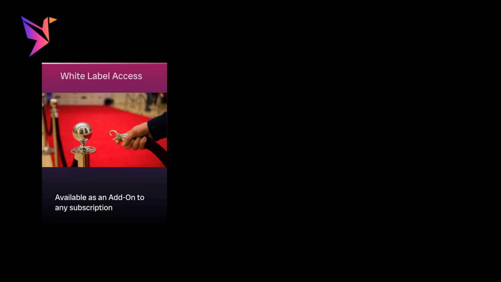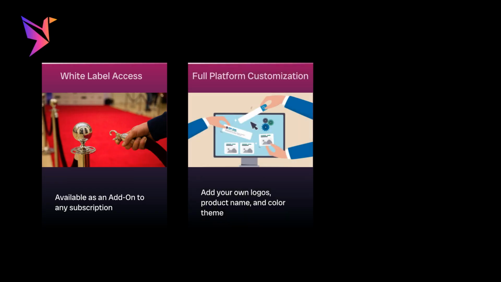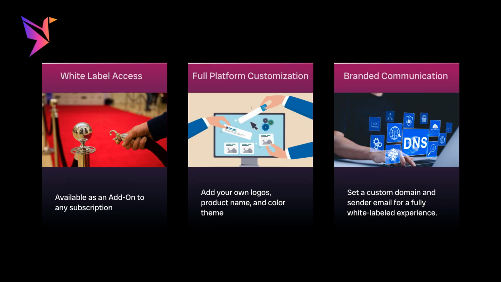The white labeling feature is available as an add-on when purchasing your subscription. This allows your business to completely customize the Thinkrr platform with your brand, including logos, product names, color themes, your own domain, and even custom sender email addresses.